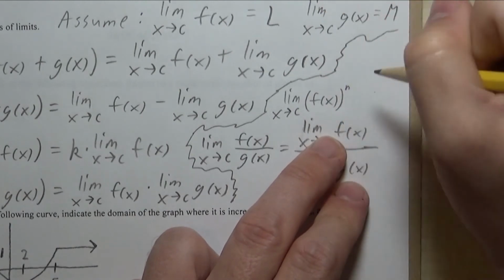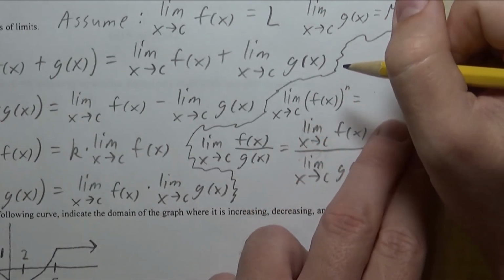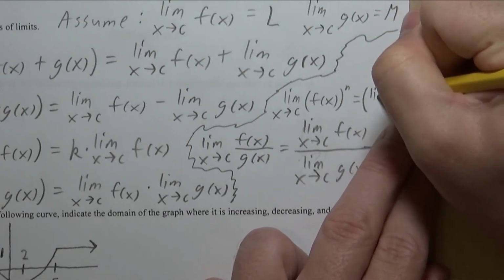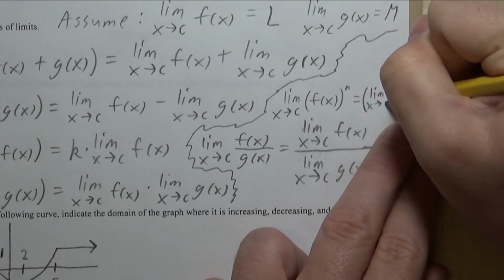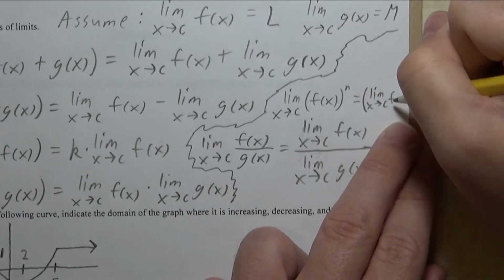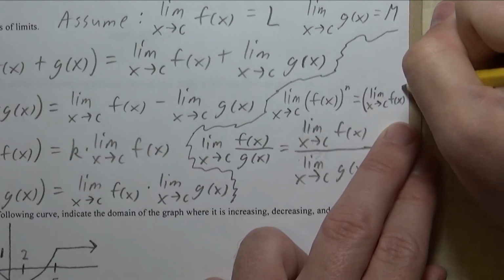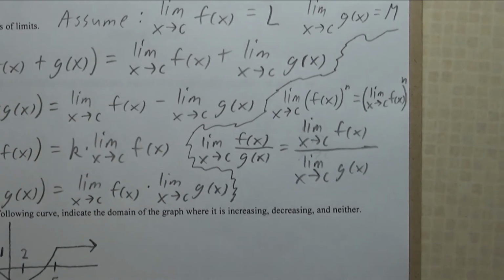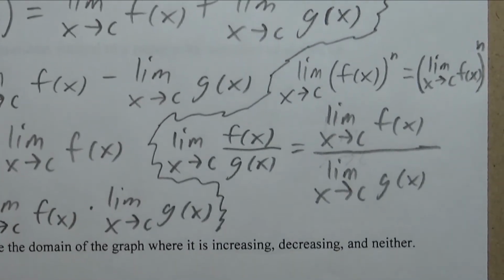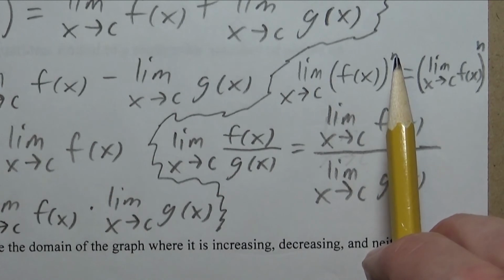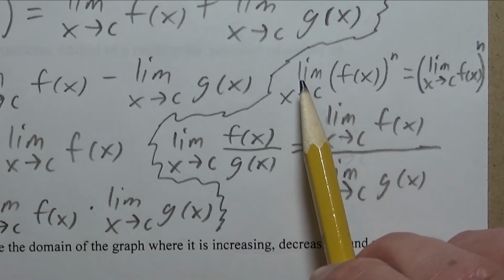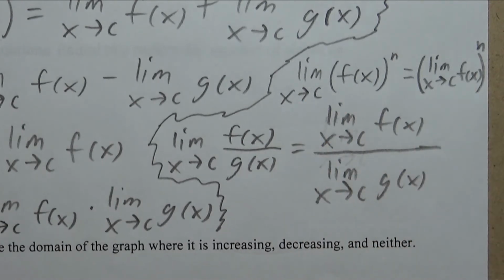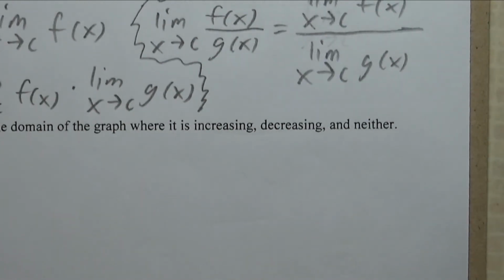I'm going to raise this function to the n power. Really hard to see here. Hopefully you can see that. Let me zoom in. I'm quote unquote distributing, it's not distribution, I'm quote unquote moving the limit to the inside. There it is. Last one.